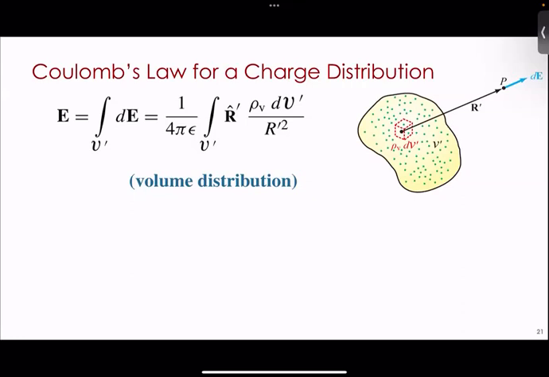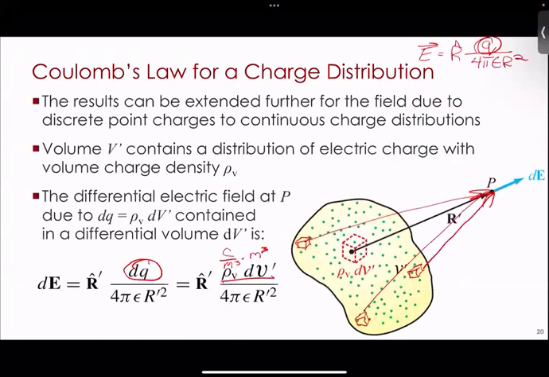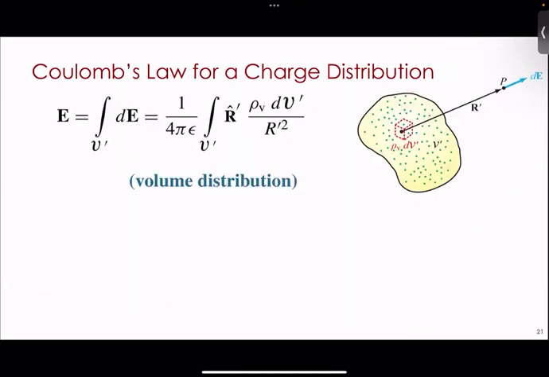So we have our 4 pi epsilon here that comes out front. So again, that's just that, right? The 4 pi epsilon. So that comes out front. We have an integral over a volume. We have our r hat prime, meaning the direction from the particular piece you're considering to the observation point.